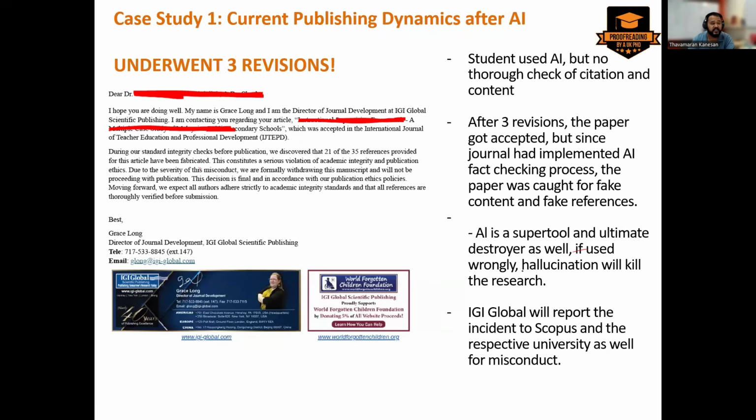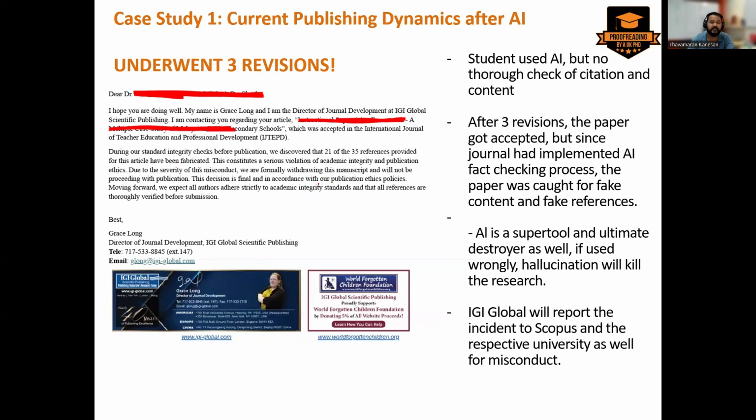If used wrongly, hallucination will kill the research. Okay, so the moment this happens, immediately, the publisher has to report the incident to Scopus and the respective university as well, because this is academic misconduct. So these authors, including the supervisor's name, were flagged directly to the university.